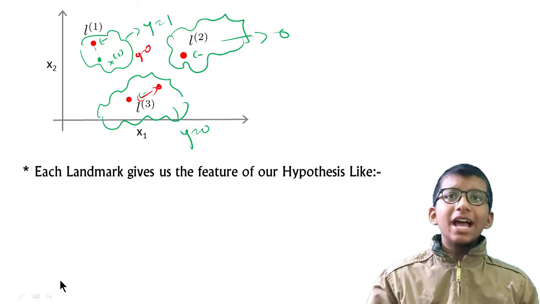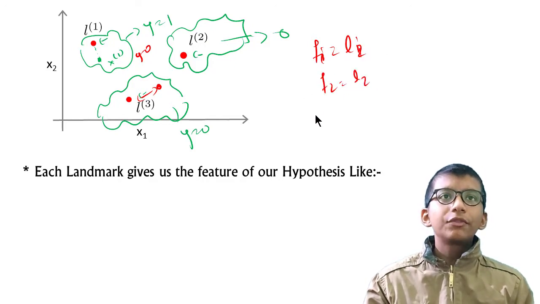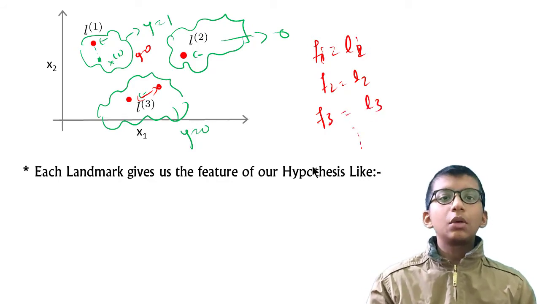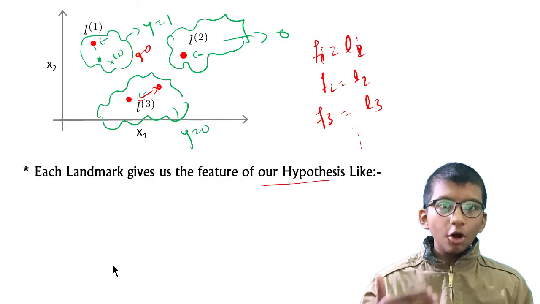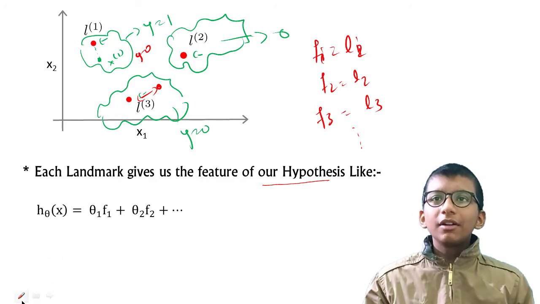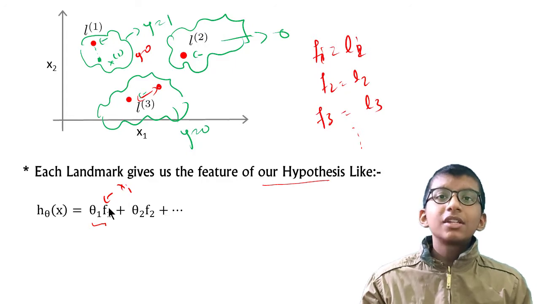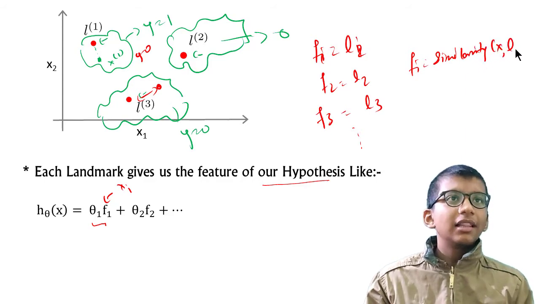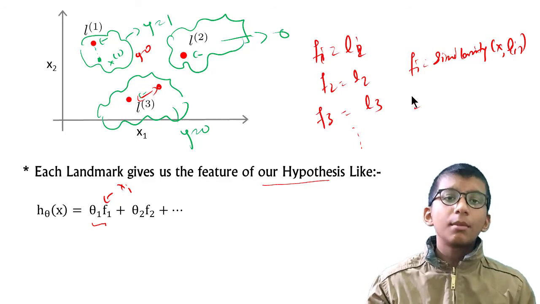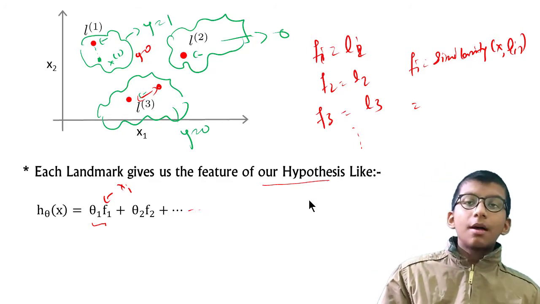Okay, now each landmark gives us a hypothesis: f1 equals L1, f2 equals L2, f3 equals L3, all the way down to fi equals Li. Each landmark gives us the features of the hypothesis, just something like this. And this might be very familiar to you: here we have not written xi, instead of xi we have written fi, and fi is the similarity of x and Li, and it is equal to the exponent of the norm of xi minus Li squared upon 2 sigma squared, all the way down to the number of features.